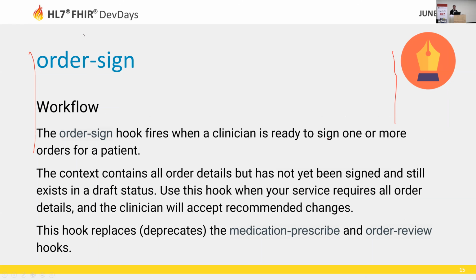There's order sign. The order sign hook fires when a clinician is ready to sign one or more orders. So this contains all the order details, but it hasn't yet been finalized. So use this hook when your service requires all order details, and the clinician will accept recommended changes. This hook replaces the medication prescribe and order review hooks.